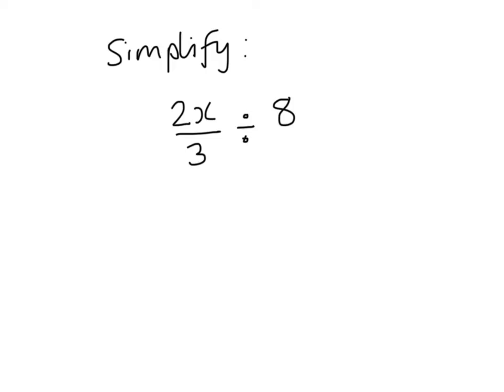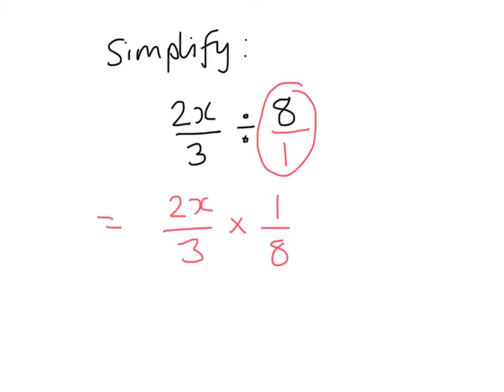Now we're going to try and simplify an expression like this. 2x over 3 divided by 8. Well, top tip number 1, turn the 8 into a fraction. Top tip number 2, dividing fractions is easy as pie. Flip the second and multiply. And we end up with something like this. Now, on the top we've got 2 times x times 1, and on the bottom we've got 3 times 8.